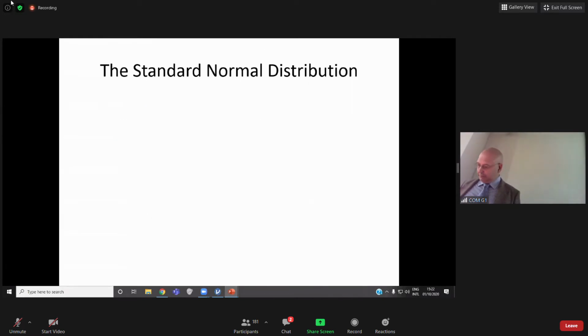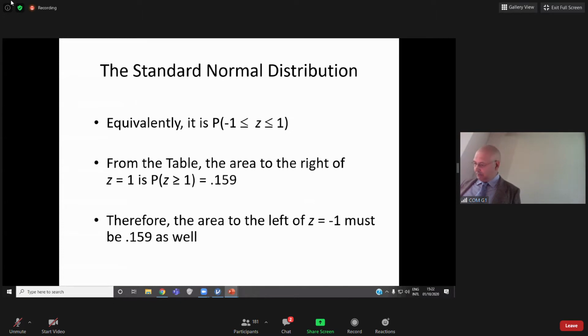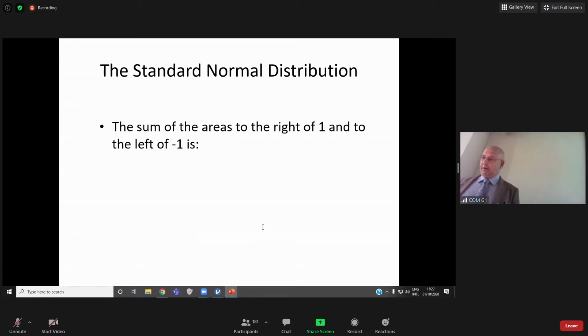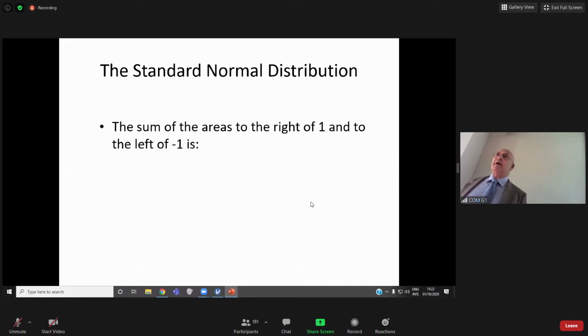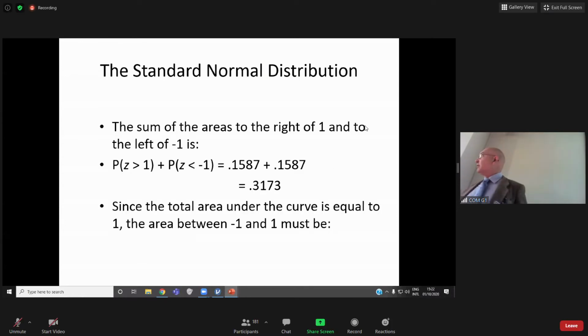He's asking if this represents part of the sample. The sample? Okay, we're not talking about a sample yet. This student is ahead of the game, so we'll be doing that in a week or two. This is just talking about individual observations taken from a population. Okay, no samples, but interesting question.